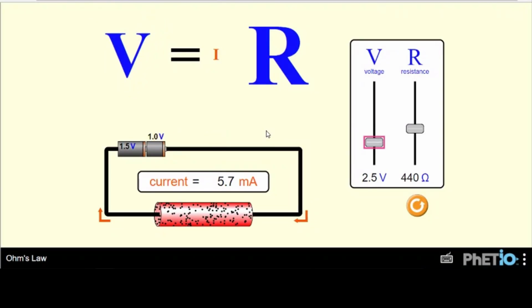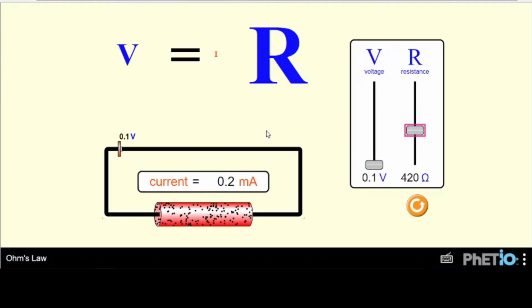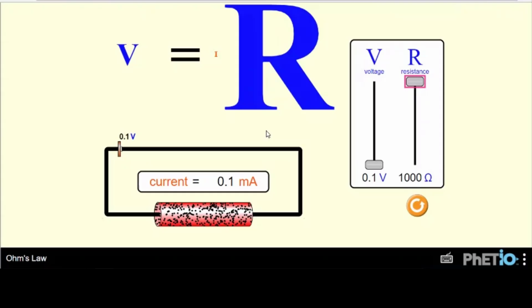V, as letter V shrinks: 2.0 volts, 1.0 volts, 0.5 volts, 0.1 volt. R resistance slider: 420 ohms, 220 ohms, 240 ohms, 480 ohms, 540 ohms, 960 ohms.